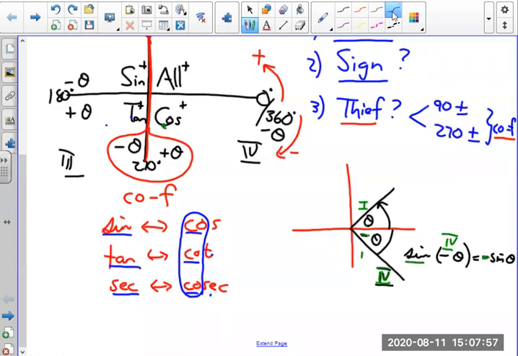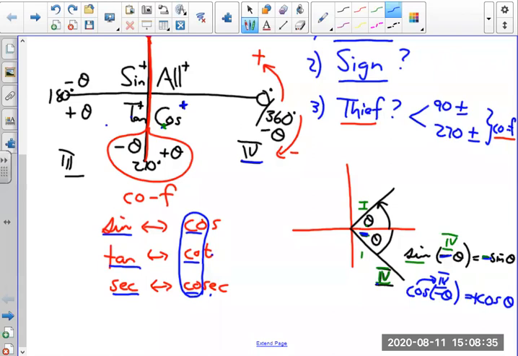But if you have a cos minus theta, where's minus theta? It's in the fourth quadrant, and in the fourth quadrant, cos is positive. So cos minus theta is the same as cos positive theta. Don't say I'm taking out the minus and putting it in front. It's not true. Can you see? You ask the questions: where are you? In which quadrant? So what's the sign? Cos in the fourth quadrant is positive.